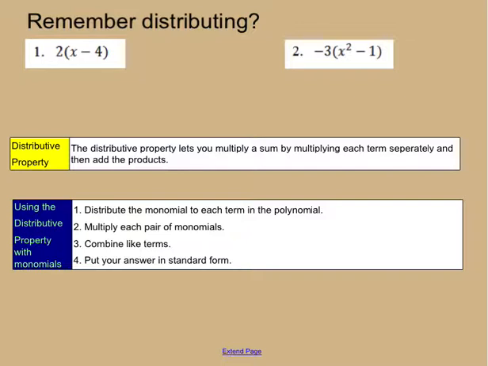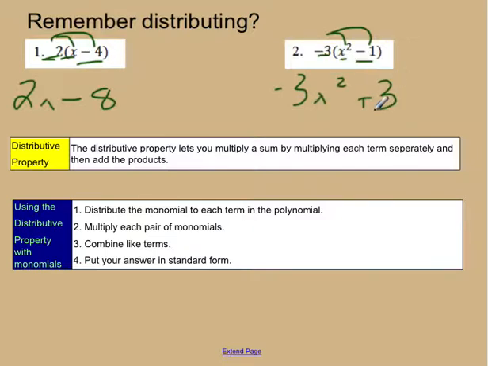Do you remember how to distribute? Let's talk about that. When you distribute, that 2 is sitting on the outside, so we multiplied 2 into each of those terms. We took 2 times x, which is 2x, 2 times negative 4, which is negative 8. Same thing with number 2. Negative 3 times x squared is negative 3x squared. Negative 3 times 1 is going to give me a positive 3. So we're going to work with that distributive property today.